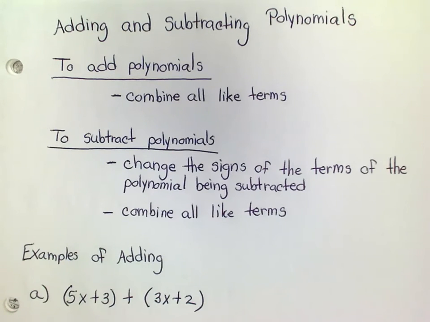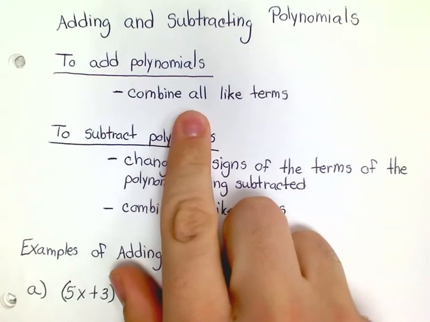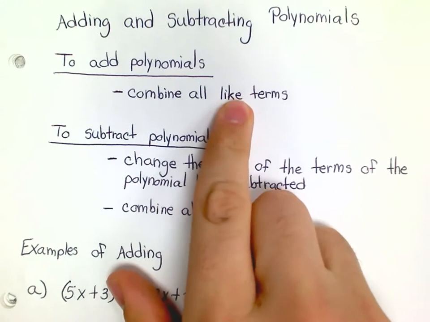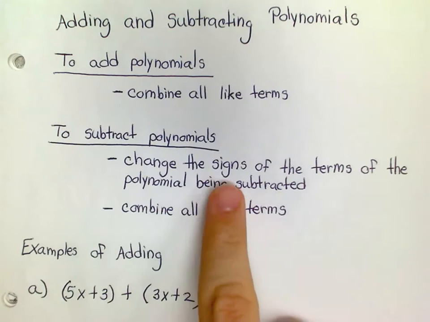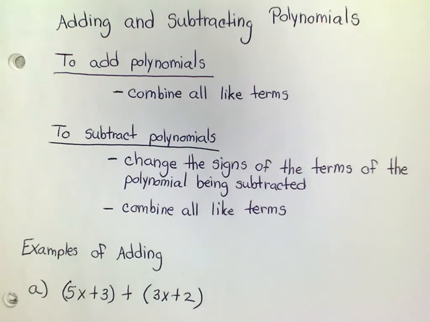So let's get started. To add a polynomial, we want to combine all like terms. Emphasis on like. Those will include terms that have the same variable or lack of variable. And then to subtract polynomials, you want to change the sign of the terms in the polynomial being subtracted, and then you combine all like terms. So let's go ahead and get started with a few examples of adding.